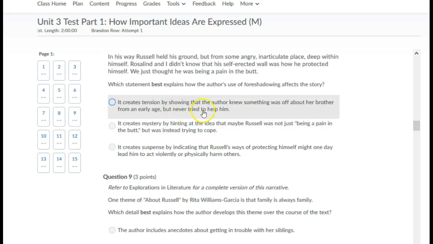It creates tension by showing that the author knew something was off about her brother from an early age but never tried to help him. It creates mystery by hinting at the idea that maybe Russell was not just being a pain in the butt, but was instead trying to cope. It creates suspense by indicating that Russell's ways of protecting himself might one day lead him to act violently or physically harm others.